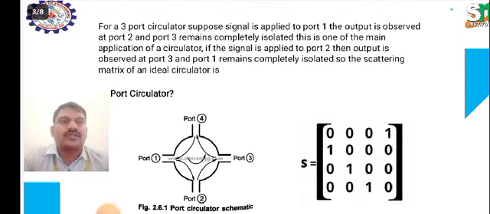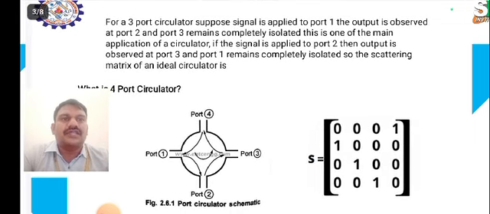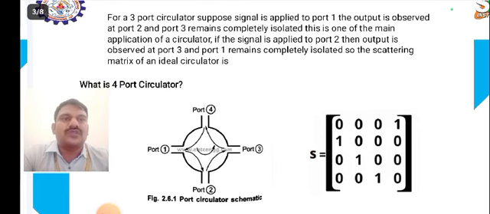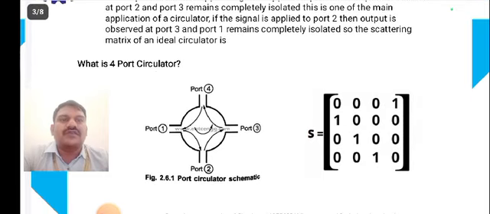For a 3-port circulator, suppose a signal is applied to port 1, the output is observed at port 2 and port 3 remains completely isolated. This is one of the main applications of a circulator. If the signal is applied to port 2, then the output is observed at port 3 and port 1 remains completely isolated. So the scattering matrix of an ideal circulator is as follows. What is a 4-port circulator?